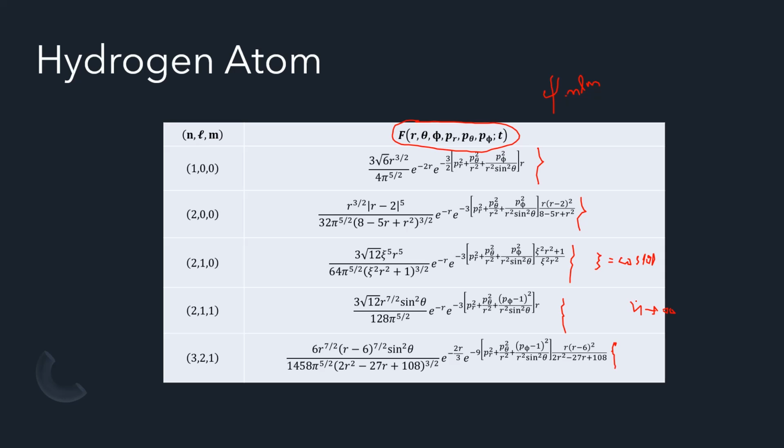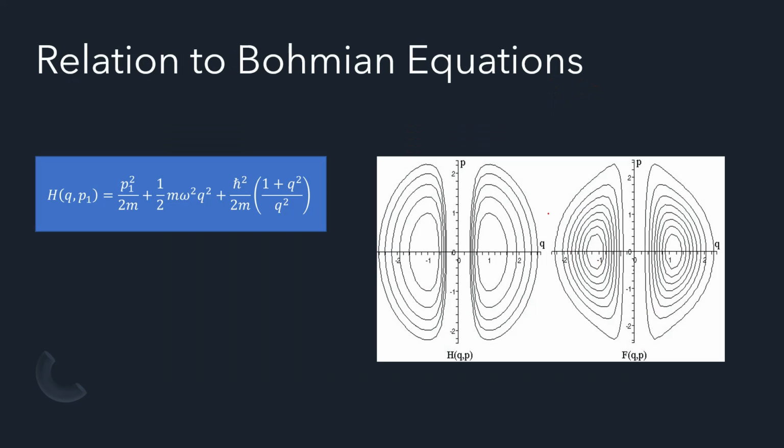Okay, so this is the way we get these distributions. It's very nice to see how they look. And we can also relate our results to Bohmian equations. If we use the approach of David Bohm, we can write a Hamiltonian in the way he writes. This is just the so-called quantum potential.